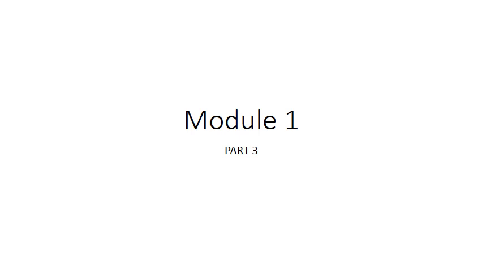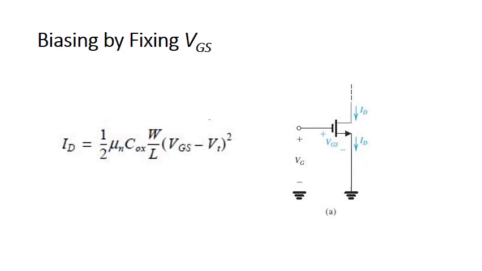Next, we are going to check the biasing in MOS amplifier circuits. Basically, there are three types of biasing in MOS amplifier circuit. First one is biasing by fixing VGS, biasing by fixing VG, and the third one is drain to gate feedback resistor. So these are the three types of biasing. So let us check one by one.